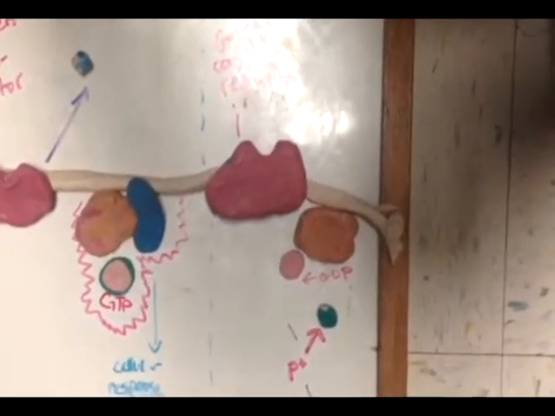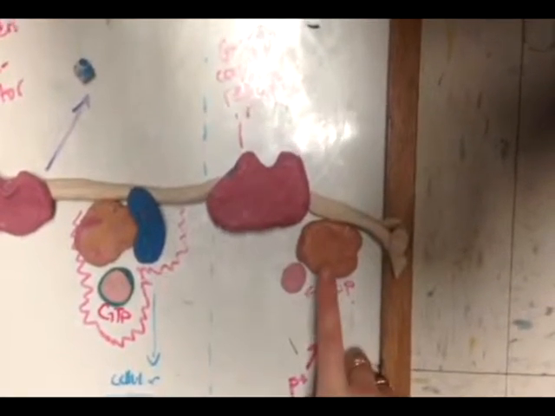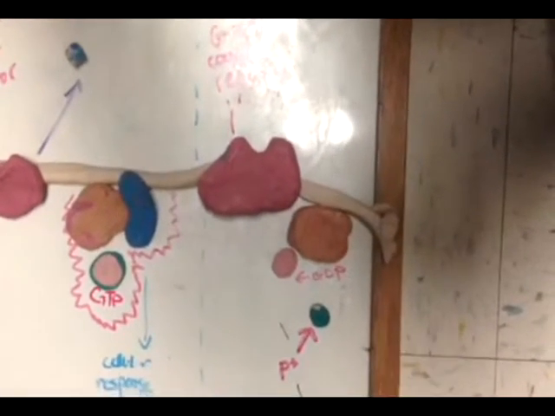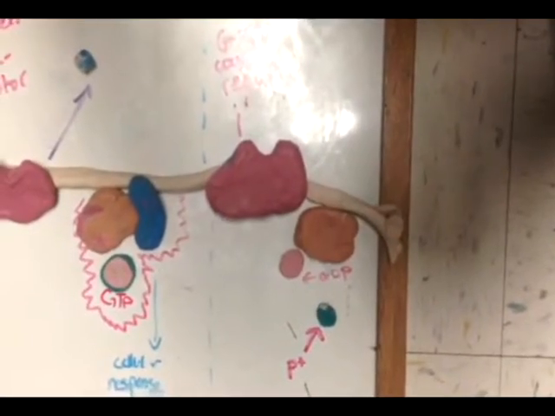The GTPase function of the G-protein allows the pathway to shut down rapidly when the signaling molecule is no longer present.